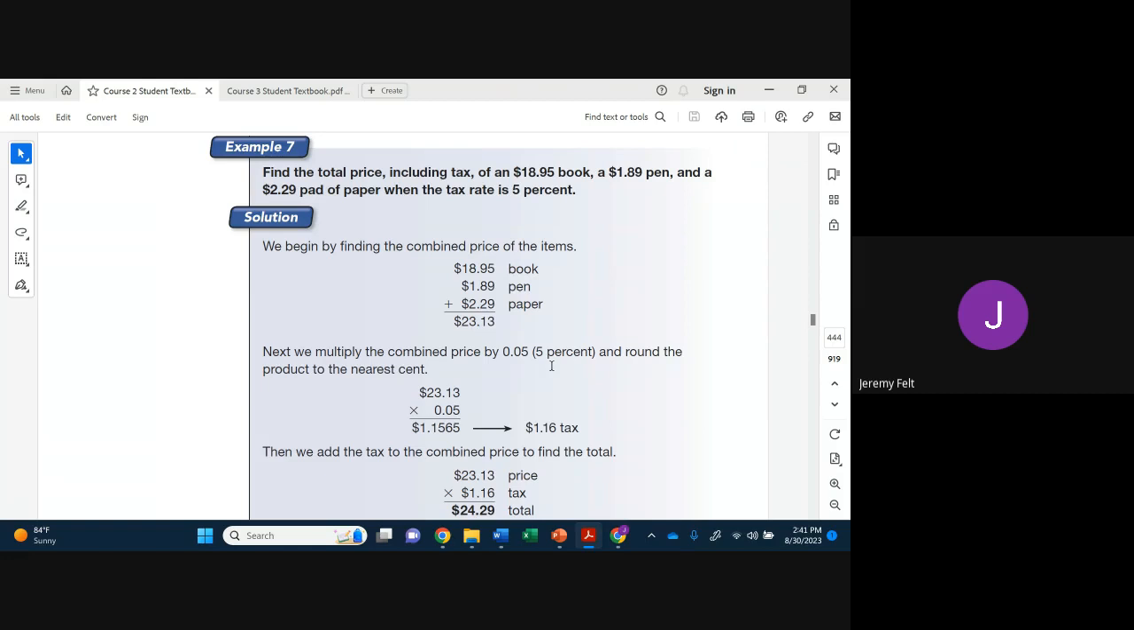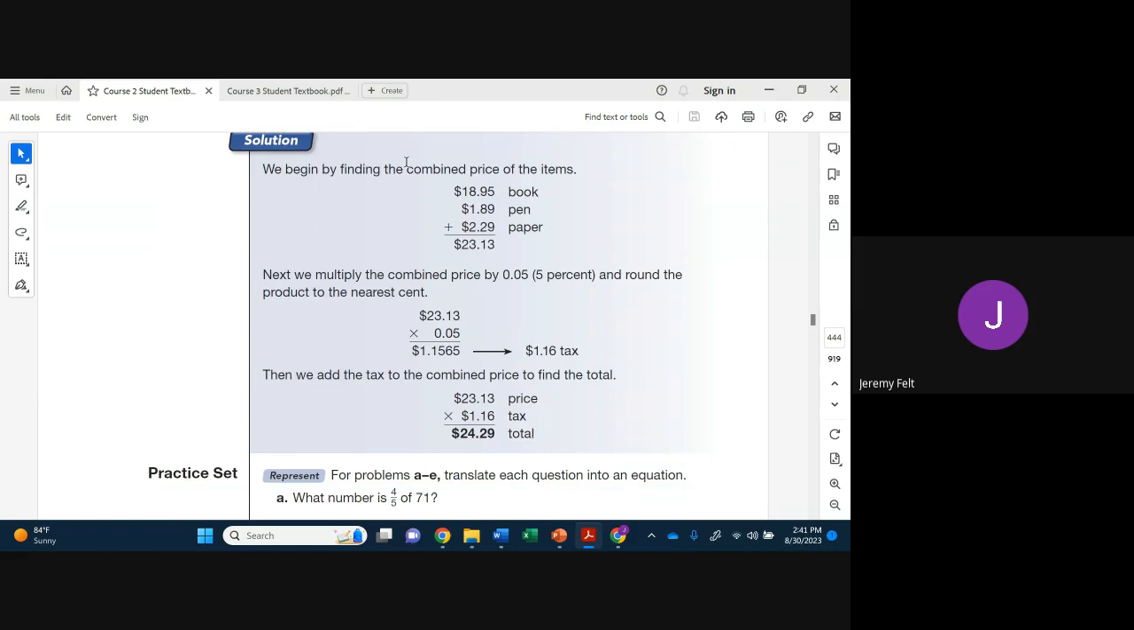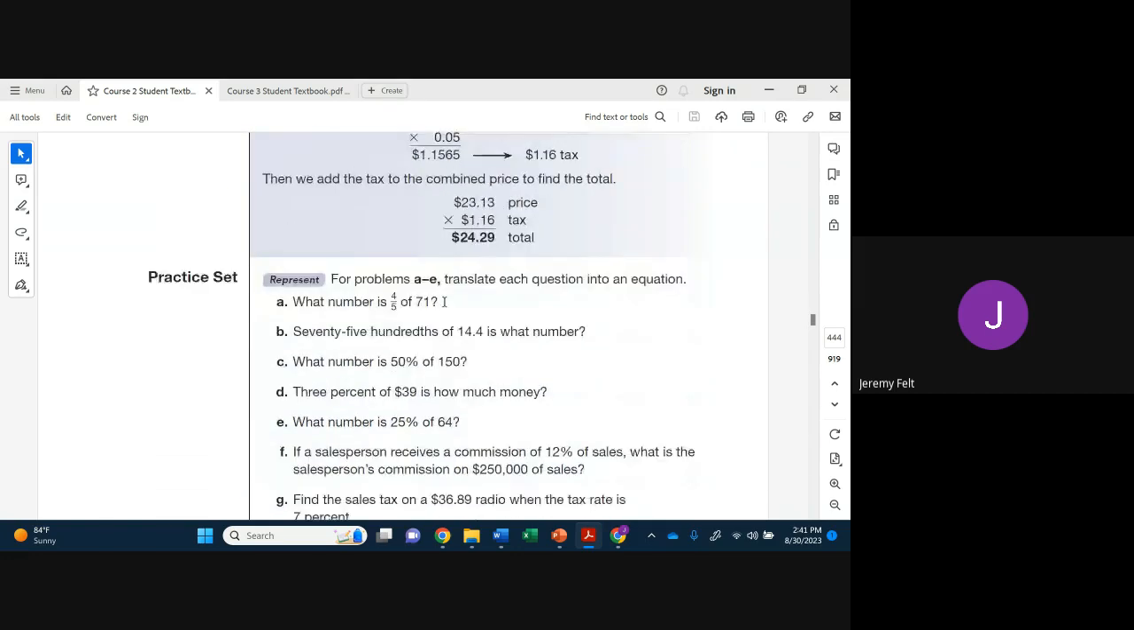Now again, make sure, especially on the sales tax one, is it looking for the sales tax? Is it looking for how much you paid in total, the subtotal plus the tax, or just the tax? So read it all the way through. We came up with $24.29.